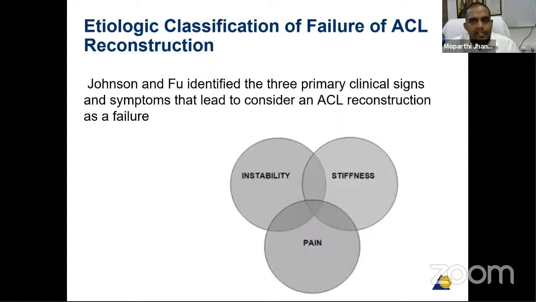Next coming is the etiological classification of failure of ACL that is given by Johnson and Fu. These are the three primary clinical signs and symptoms that lead us to consider an ACL reconstruction as a failure. The first one is the instability of the primary ACL reconstruction. Second is the joint stiffness, that is a restriction of movement. Next is postoperative pain due to infection or any associated conditions.